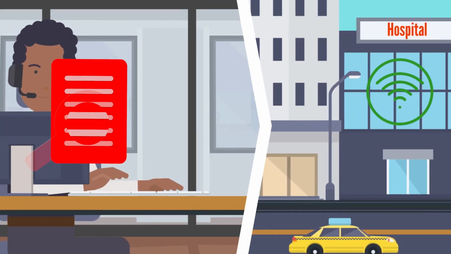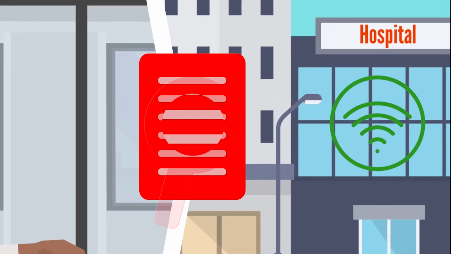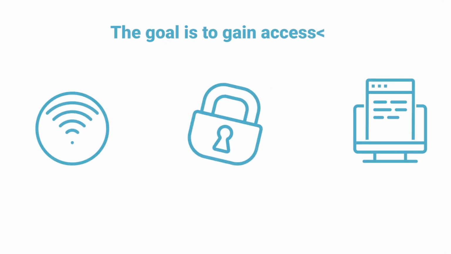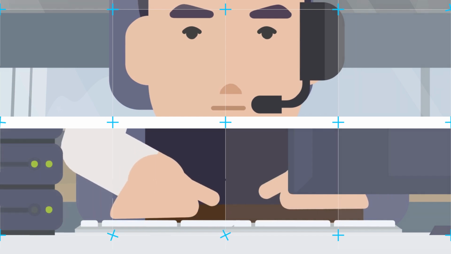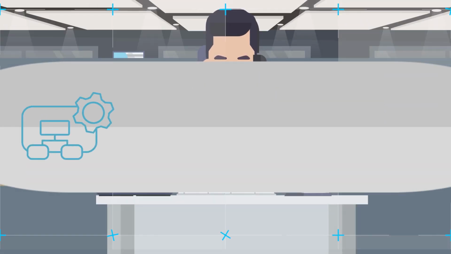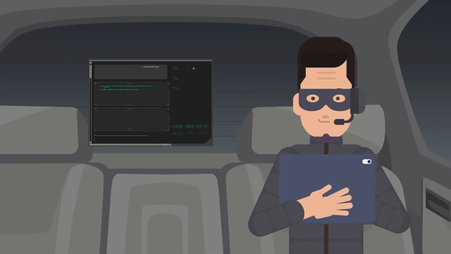What is external penetration testing? External penetration testing simulates an external attack on a business to identify weaknesses in the wide area network. The goal is to gain access to a business's internal network. Ethical hackers will evaluate a business's public-facing infrastructure, including websites, applications, firewalls, and more, to find vulnerabilities that can be exploited by a cyber criminal.